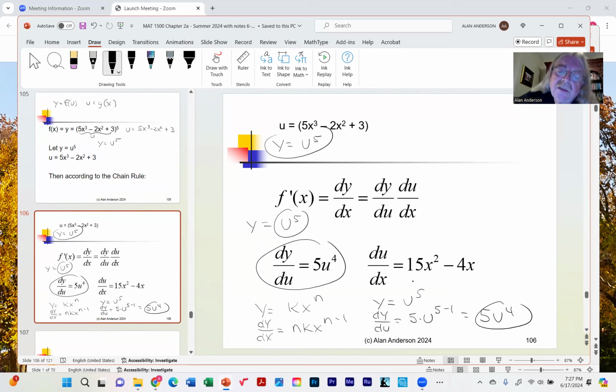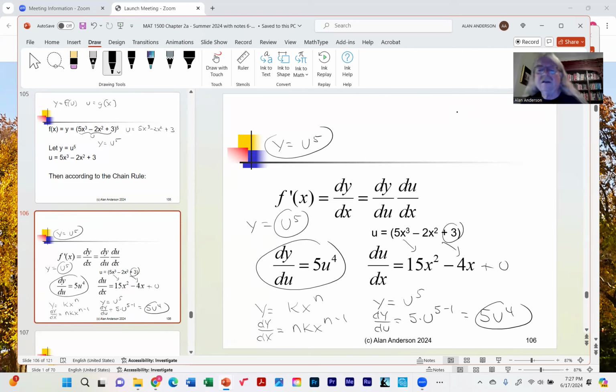And then in turn, du/dx. Remember, u was defined up here as a function of x. So we're going to apply the power rule to each term individually, and we end up with 15x squared minus 4x. Now this just goes to 0. We don't normally write it there, but there's implicitly a 0. So du/dx is 15x squared minus 4x, applying the power rule to all three terms, but the third one drops out.